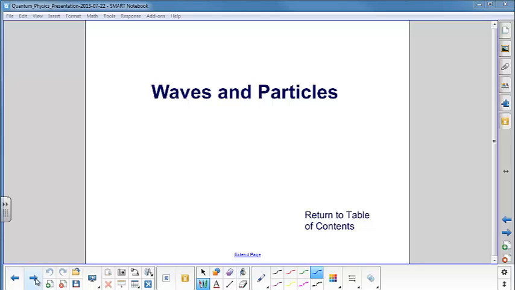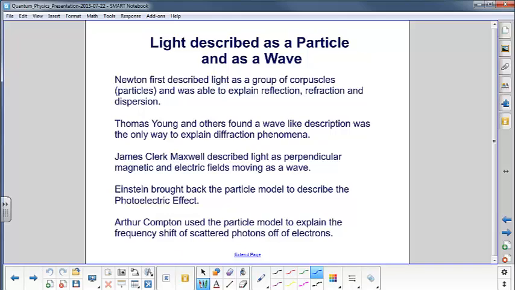Waves and particles. Newton first described light as a group of corpuscles, which was the name he gave them, and was able to explain reflection, refraction, and dispersion of light. Later on, Thomas Young and many others found a wave-like description worked better, and it was the only way to explain how light diffracts. James Clerk Maxwell, in the early 1800s, described light as perpendicular magnetic and electric fields moving as a wave. So we have particle, wave, wave.